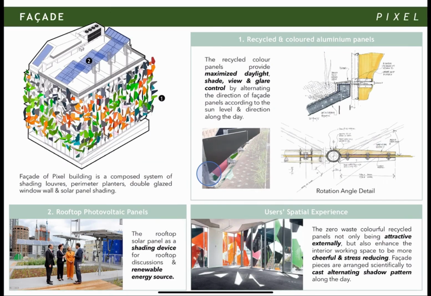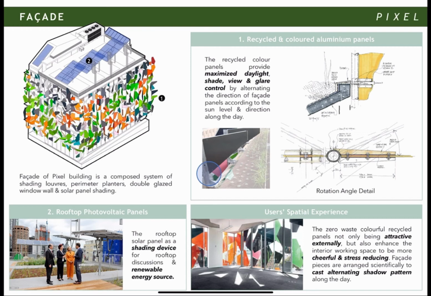Part of Pixel Building is a composed system of shading louvers, perimeter planters, double glazed window wall, and solar panel shading. The recycled aluminum panels provide maximized daylight, shade, view, and glare control by alternating the direction of facade panels. Secondly, the rooftop solar panel is utilized as a shading device for discussion and as a renewable energy source.